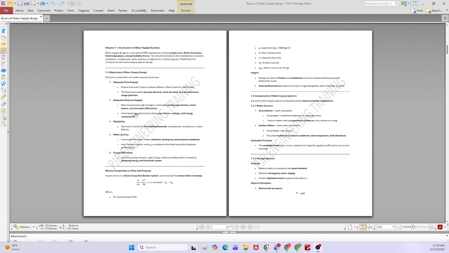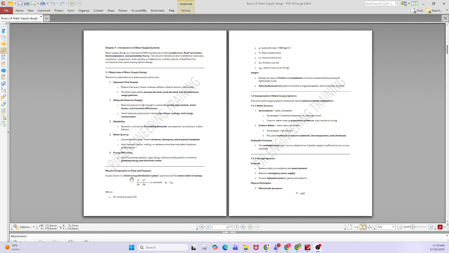Then reliability and water quality: ensure potable water meets chemical, biological, and physical standards. That is why every water supply system uses treatment, like chemical treatment, filtration or a treatment system. Then we also talk about energy efficiency. Whenever you design the system, it should have optimized pump selection. The selection is based on proper pipe sizing, proper flow calculation, everything.